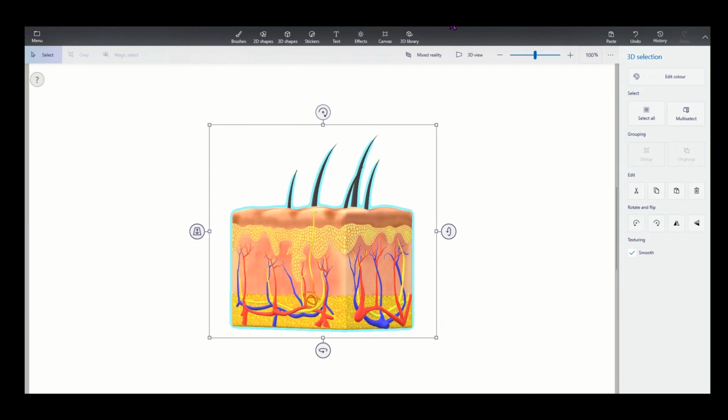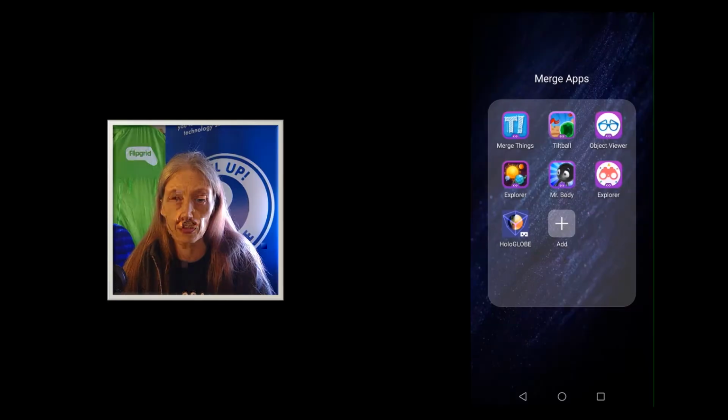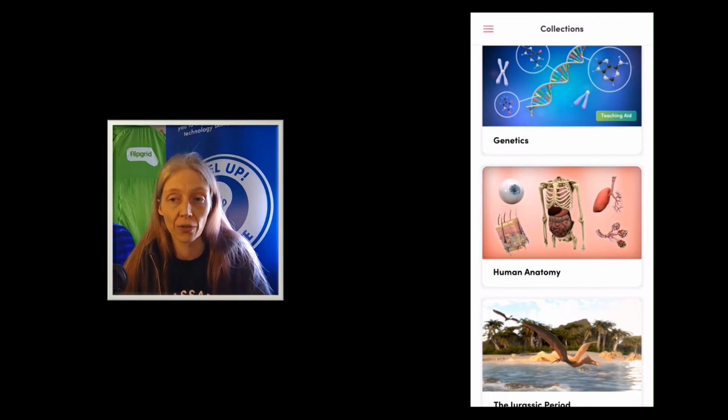So the Merge Cube is a fantastic little tool that allows you to actually bring 3D objects to life. The students can pick them up in their hands, can walk around them, and can actually see all the different angles of that particular object. You can buy the Merge Cubes or you can make your own, and the apps are available on Android or iOS. So first we'll take a look at the object viewer.